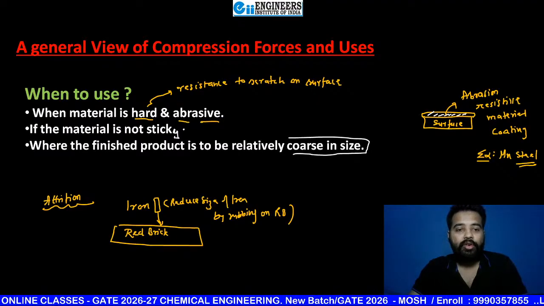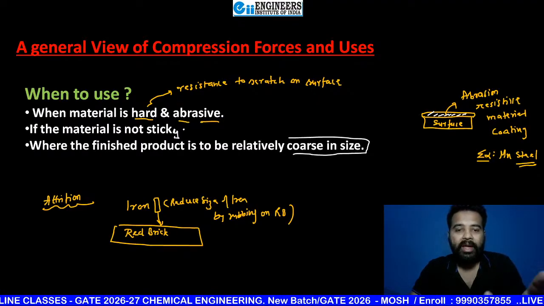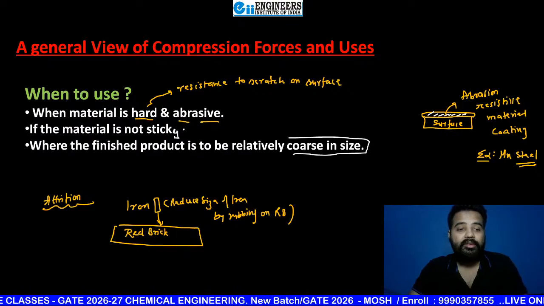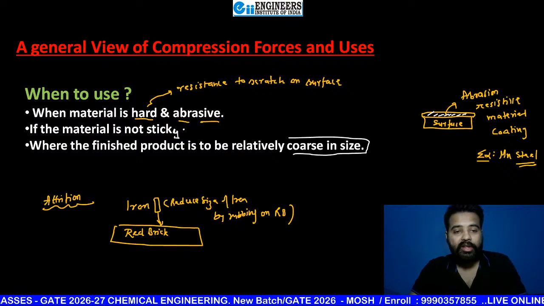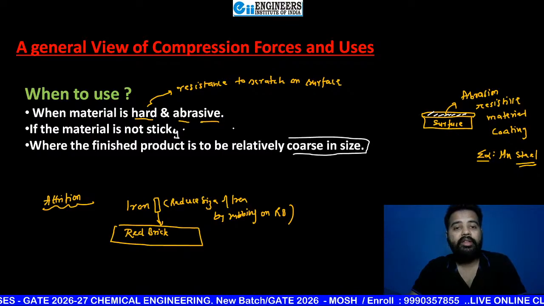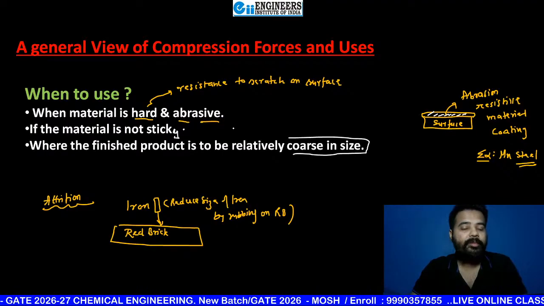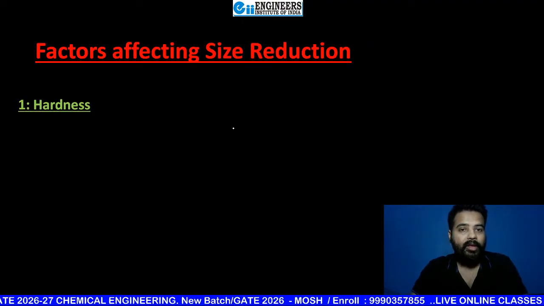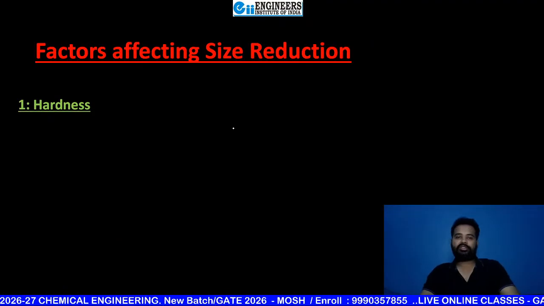Abrasion is the process of scratching, wearing down, marring or rubbing. Chalo, clearer than very good. Very good. Fantastic, mind-blowing, super. So that is abrasion. Now, factors affecting size reduction.